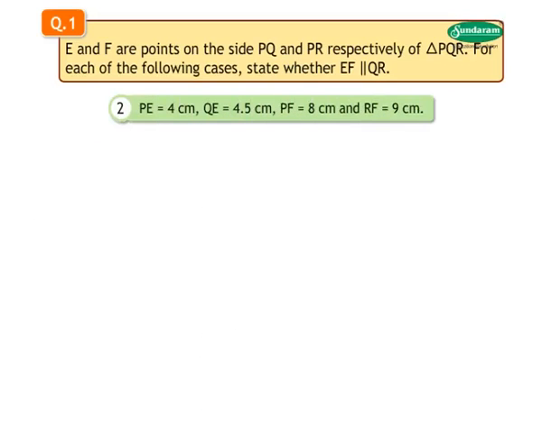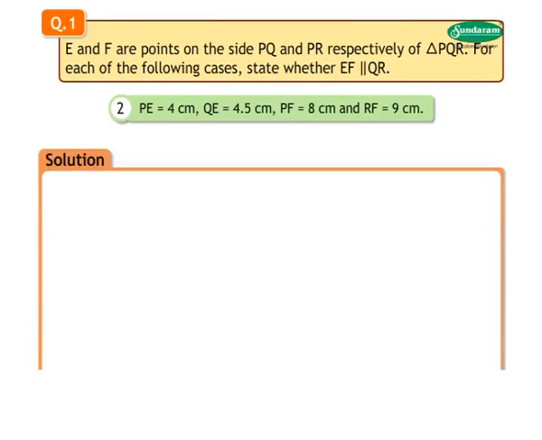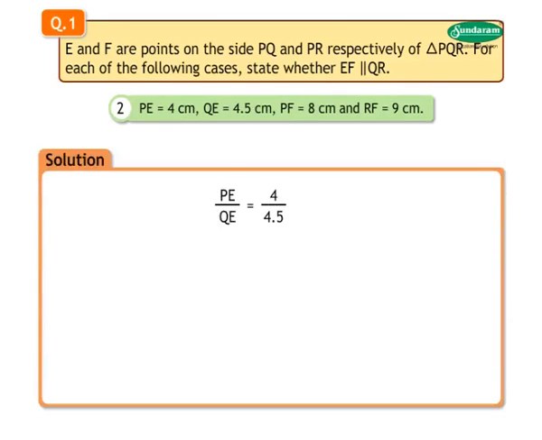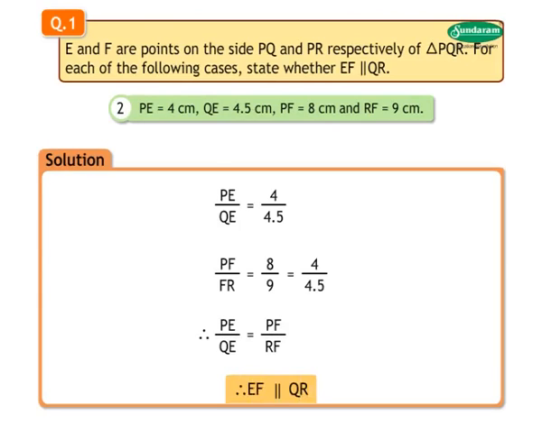Number 2. PE is equal to 4 centimeters, QE is equal to 4.5 centimeters, PF is equal to 8 centimeters, RF is equal to 9 centimeters. Solution. PE upon QE is equal to 4 upon 4.5. Now, PF upon RF is equal to 8 upon 9 is equal to 4 upon 4.5. Therefore, PE upon QE is equal to PF upon RF. Hence, line EF is parallel to side QR.